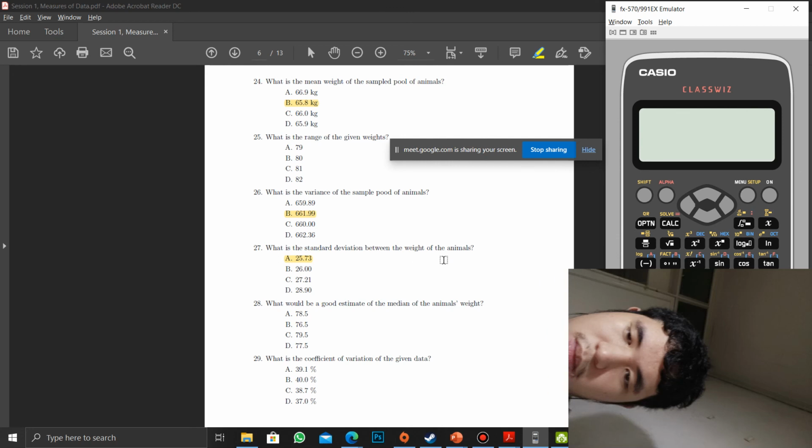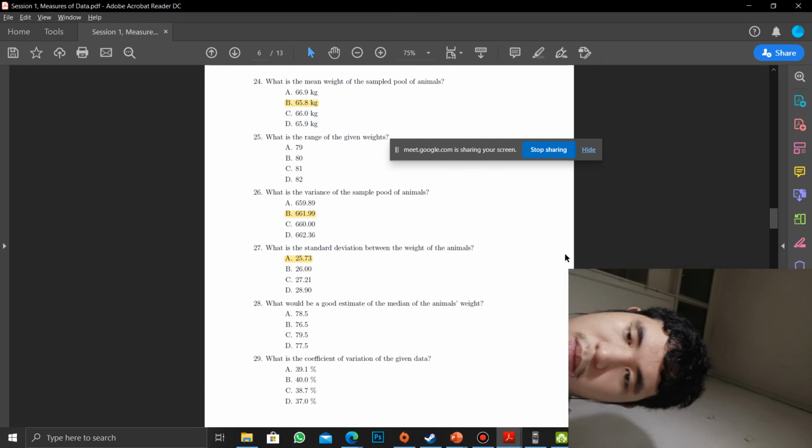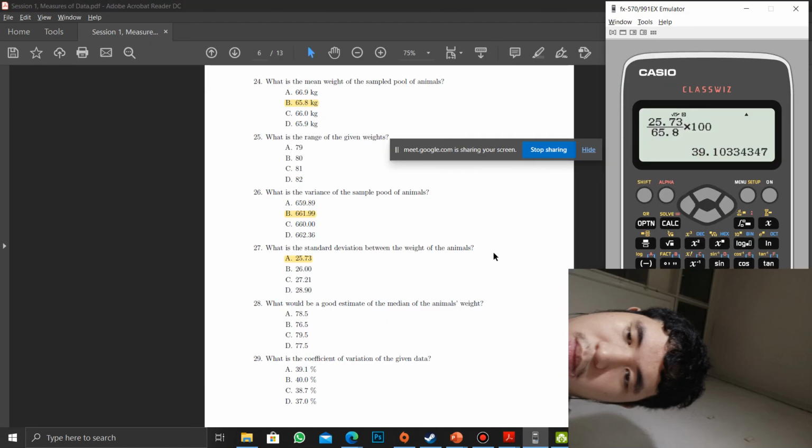Next, what is the coefficient of variation? So, using yung mga values na nakuha natin kanina, standard deviation divided by the mean, which is 65.8, times 100, di ba? 39.1%. Okay? Sige. Almost done na tayo. Mahaba pala to, no?